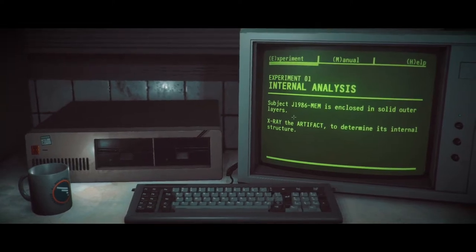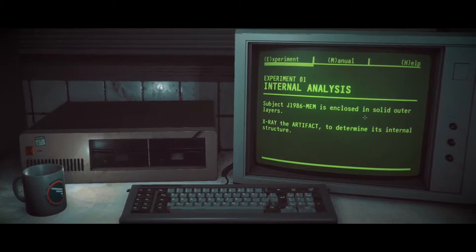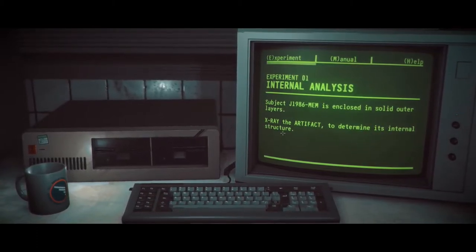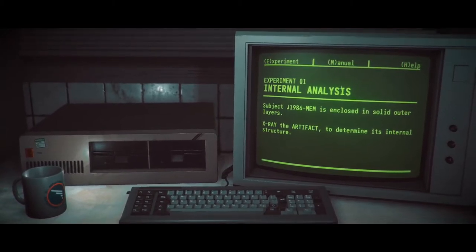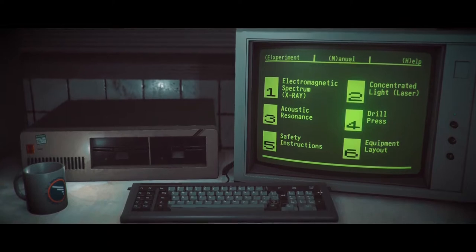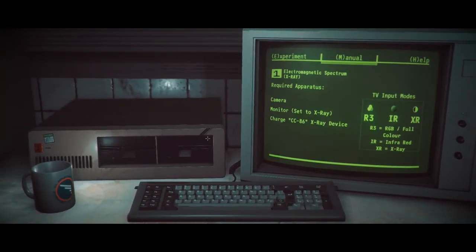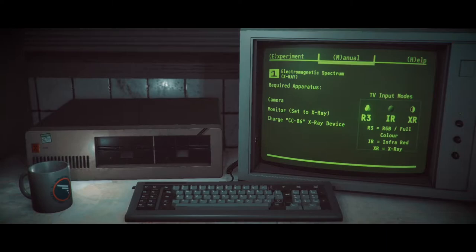Alright, let's see. Subject J1986 MEM is enclosed in solid outer layers. Okay, X-ray the artifact to determine its internal structure. Electromagnetic spectrum, X-ray 1. Camera, monitor, and charge. The X-ray device. Okay, so camera.